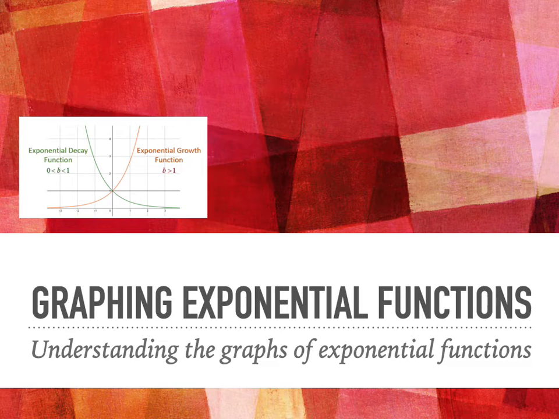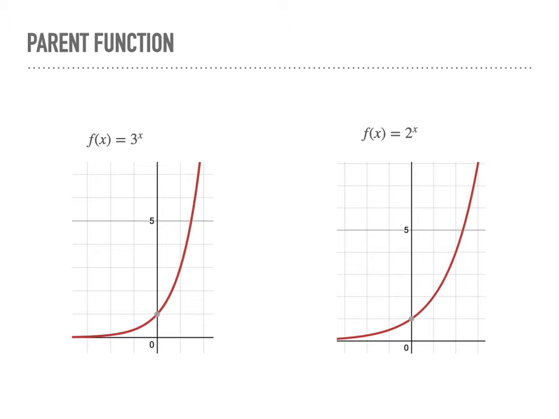Today we'll be discussing how to graph exponential functions and understanding these types of graphs. Let's look at parent functions. The parent function of an exponential function is f of x equals b to the power of x, where b has to be greater than 0 and b cannot equal 1.